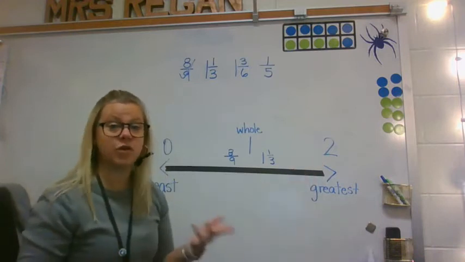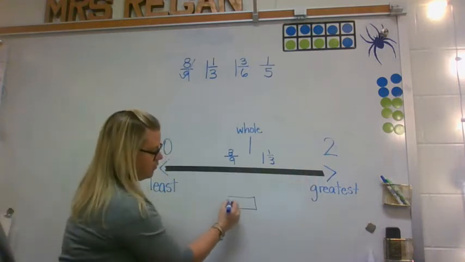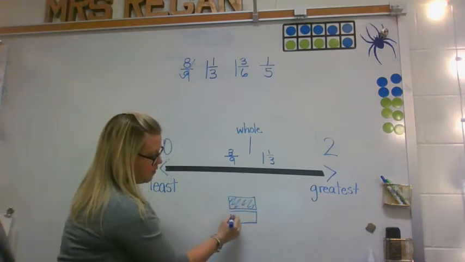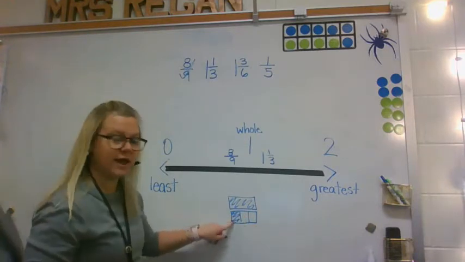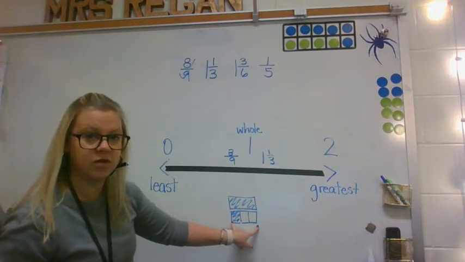If you were stuck, you could have drawn your picture again. So I have 1 whole. And then 1/3. It's 1 whole and then just a little bit of my extra. I'm not all the way up to finishing off the whole second pizza here.